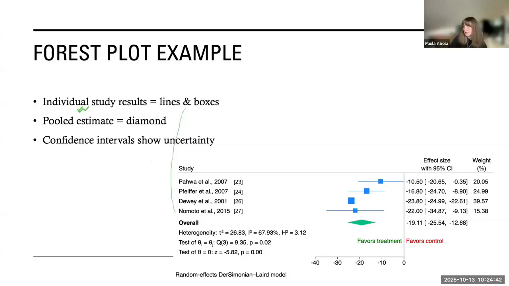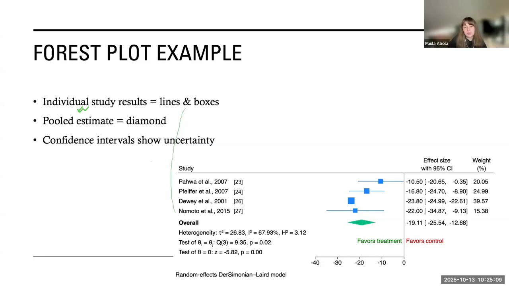And as you can see, Stata has the option to also add these labels. So I have added favors treatment in green and favors control in red. And in my case, you can see the diamond is clearly on the favors treatment side, which means that we had a statistically significant difference favoring the treatment, meaning that the motor symptoms were improved by the treatment much more than by the control.